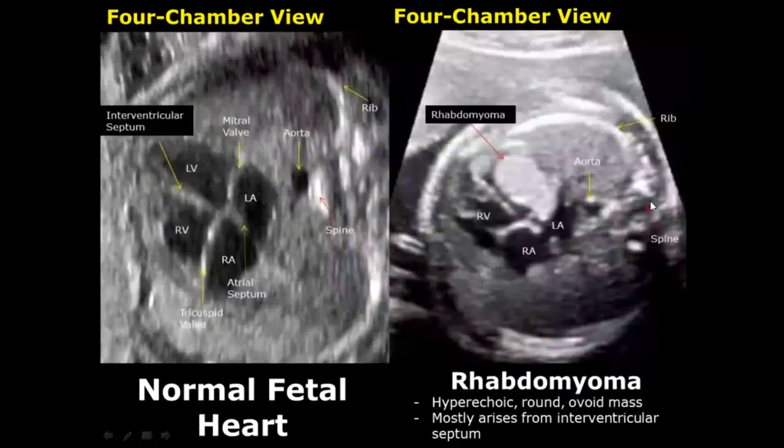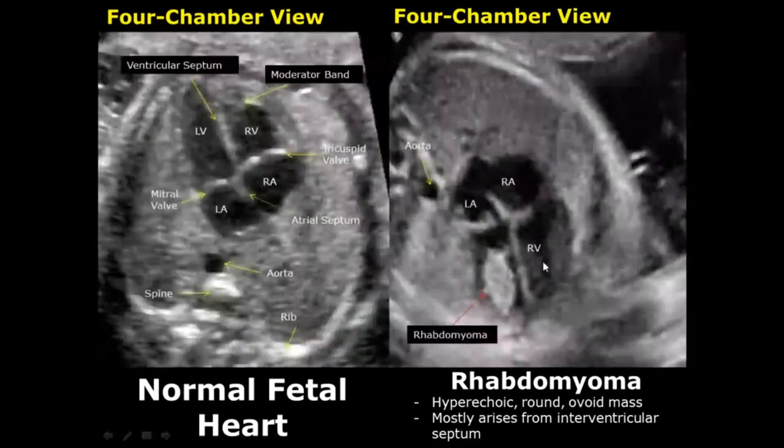A rhabdomyoma is a cardiac tumor that usually arises from the interventricular septum. It will appear as a hyperechoic round ovoid mass. Here we have another case of rhabdomyoma, a hyperechoic round mass occupying the ventricle.